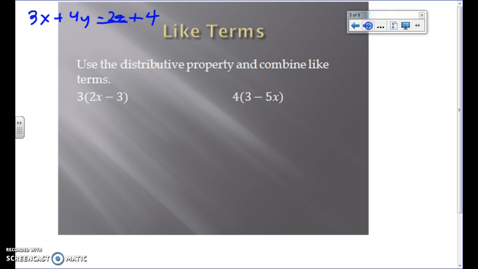So I guess the point I'm trying to make is whatever sign is in front of the number stays with the number. And whatever sign is in front of the term stays with the term. So this is a positive 4y. This is a positive 4. This is a negative 2z. This is a positive 3x. Now keep in mind, if there is no sign in front of the coefficient, then we know it to be positive.